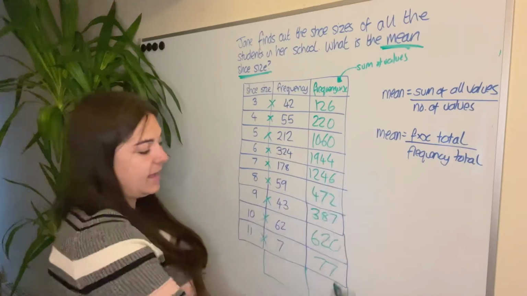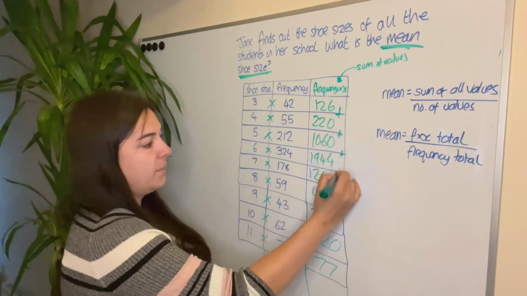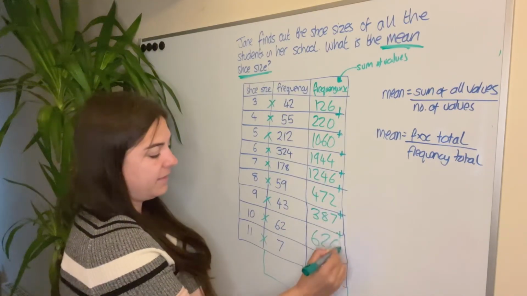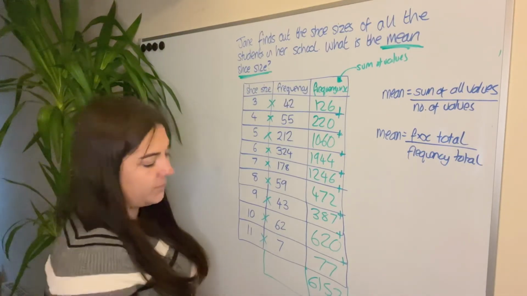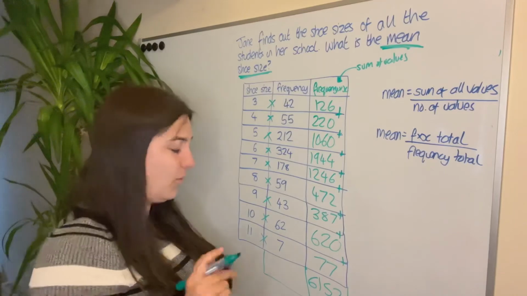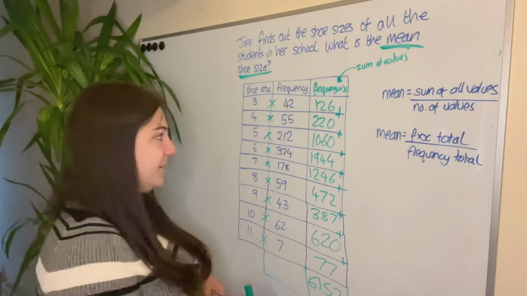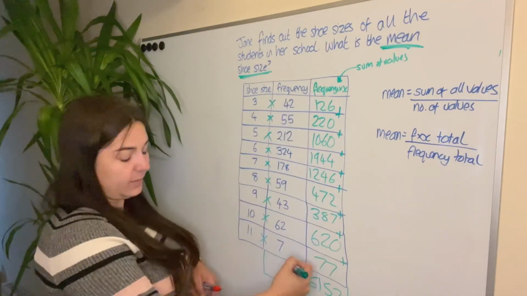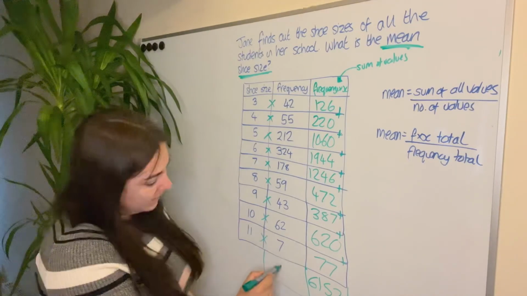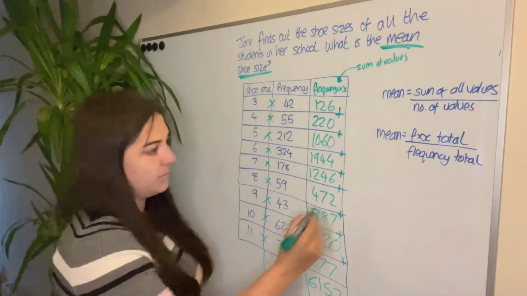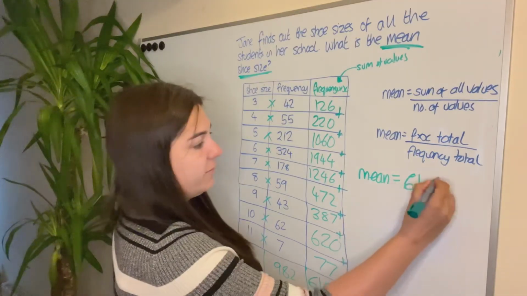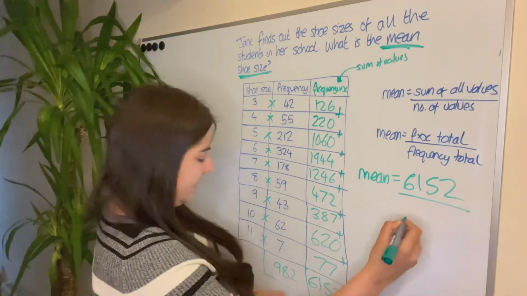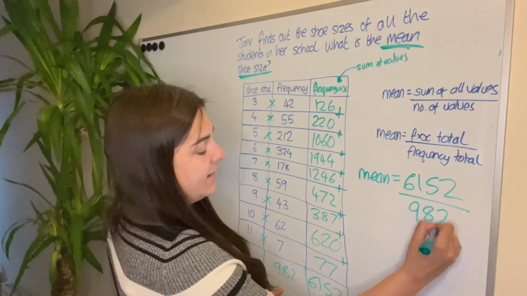So I add all of my values together, and that would give me 6,152. So obviously you can see that would have taken quite a while to type into the calculator. And I add up my frequency column, which would give me 982. So then my mean would be 6152 divided by 982.